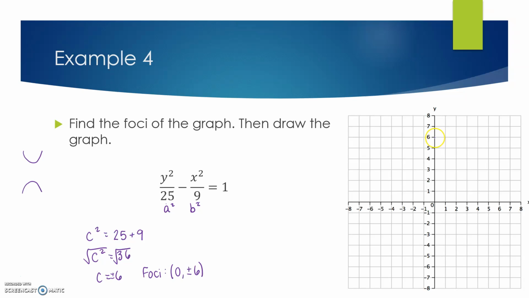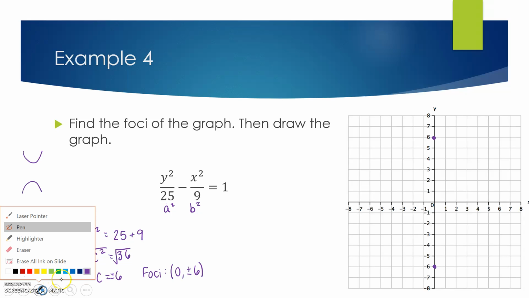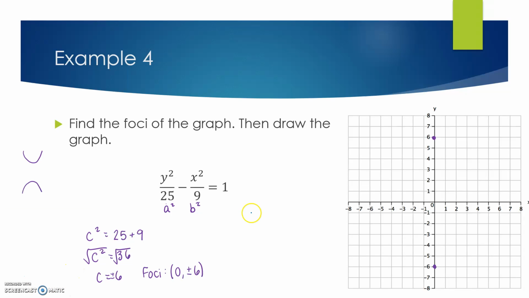So if I graph those points, it's going to look like this and this. And then I'm going to graph the rest of it. So I'm going to have my a value is going to be plus or minus 5, and those are going to be in the y-axis. My b value is going to be plus or minus 3, and that's going to be in the x-axis. So y is 5 and negative 5, b is 3 and negative 3, and then I'm going to draw my box.